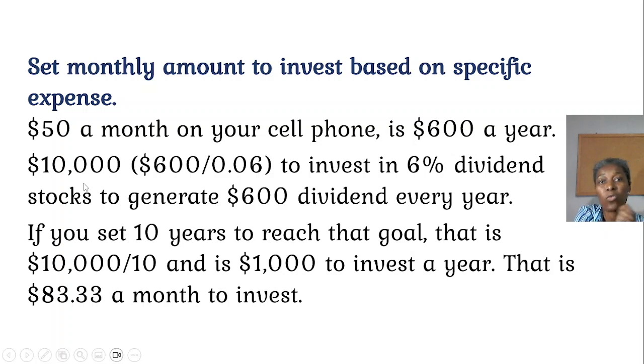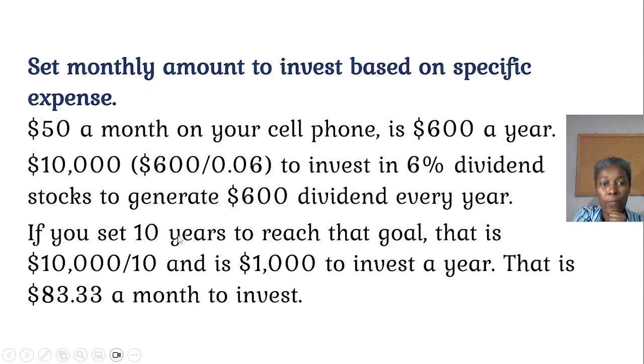So how much do you want to have invested at 6%, since we are using a 6% dividend rate, so that every year you know that you are earning $600 in dividend income to cover your cell phone bills when you need it? So $10,000, that's what that will be. So 600 divided by 6% is $10,000 that you should have in stock that pays 6%.